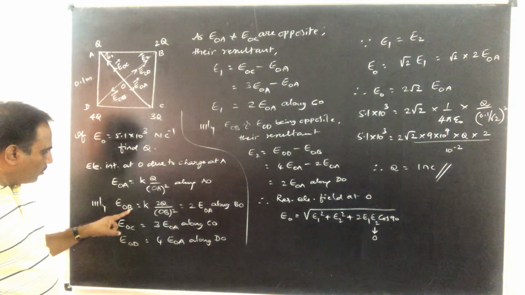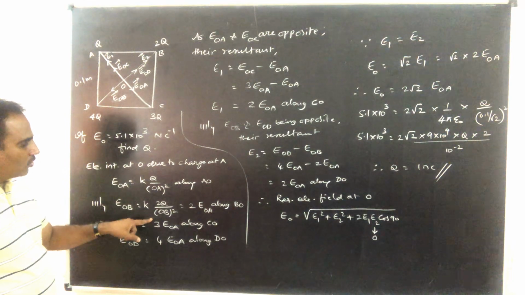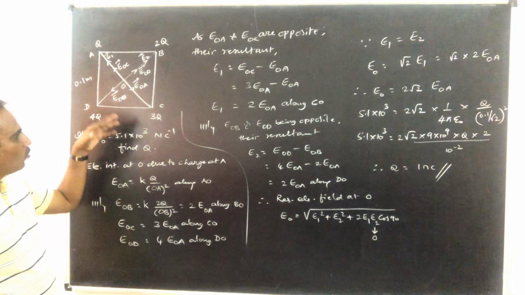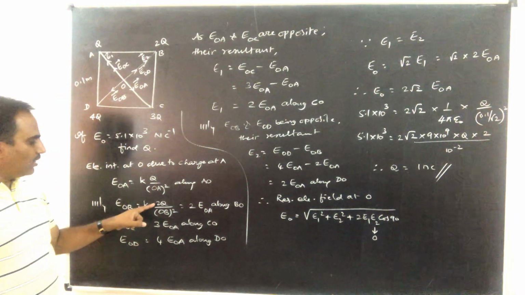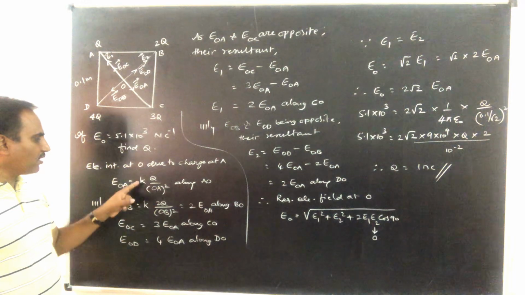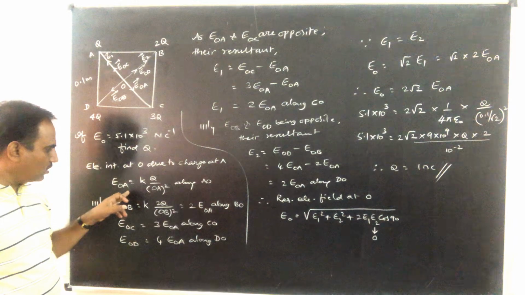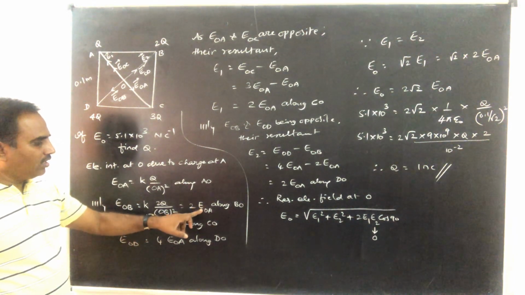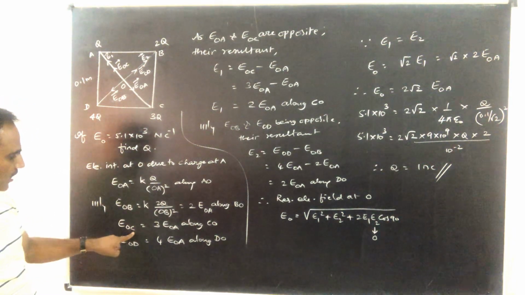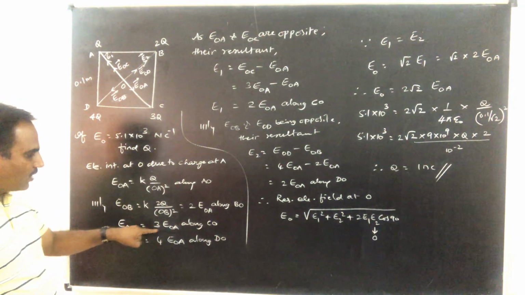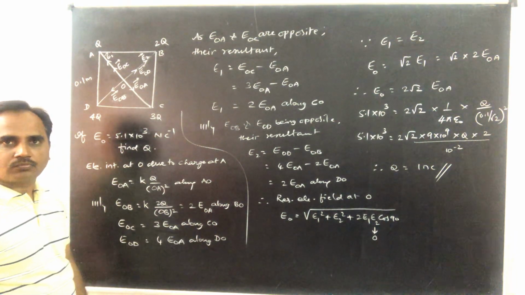Similarly, the field at O due to the charge at B is given by this equation. So OA is equal to OB is equal to OC is equal to OD. Distances are the same, but the charge at B being double that of A, the electric field will become double. So it is 2 times this equation, 2 EOA along BO. Similarly, the electric field at O due to the charge at C is 3 times along CO, and at D it is 4 times along DO.